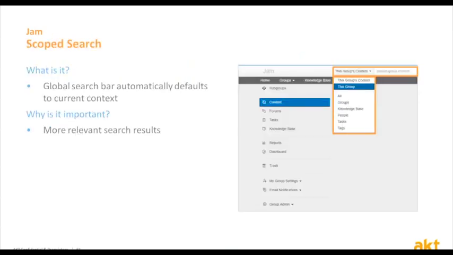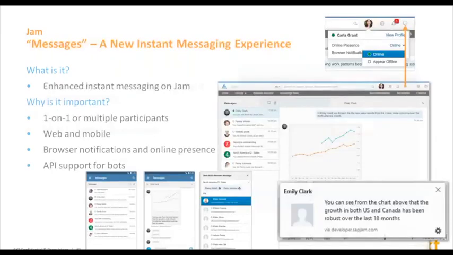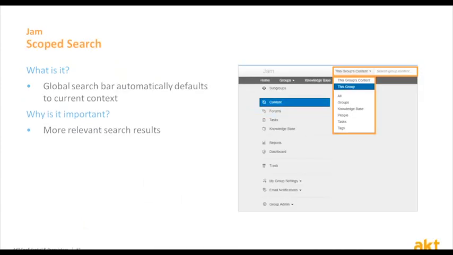The next enhancement we have is scoped search. The global search bar at the top of the Jam page, a very powerful feature of Jam that allows full text search, is now enhanced. By default, your search is based on the context you are currently in, which may be the specific group content or a specific content folder, a forum, group tasks, etc. So the great Jam search is now even better.